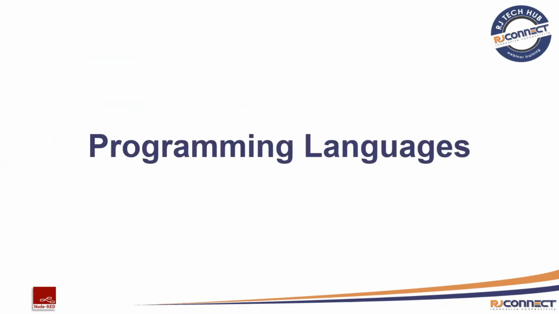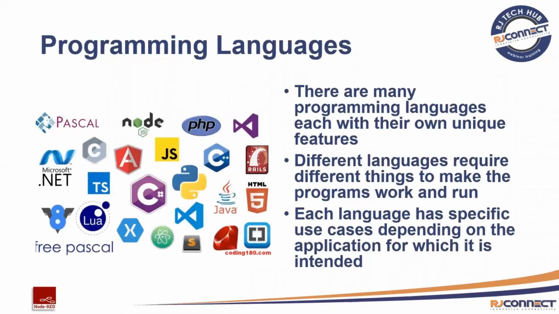So to understand NodeRED, you first need to understand a little bit about programming and programming languages and how they work and what they're used for. In the world, there are many different types of programming languages, each with their own unique features, such as HTML, JavaScript, Pascal, Cobol, C, C++, C#, Java, etc. All these different programming languages have their own syntax that we use to program our programs and to do certain things. These different programming languages each need a different type of programming environment to be able to successfully program and deploy our applications. Each language also has a specific use case depending on the application for which it is intended.